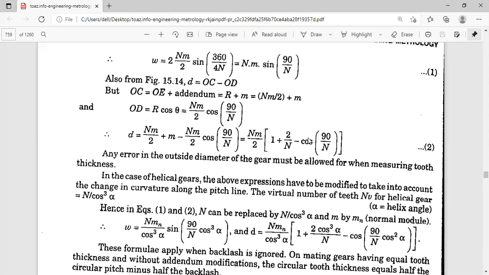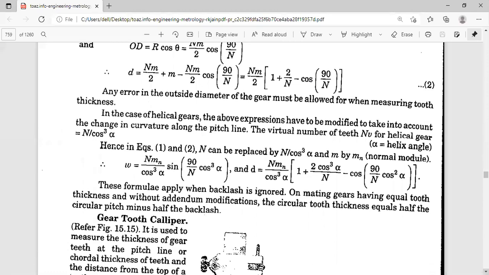So whenever anybody asks, in a short answer, what is the limitation of the chordal thickness method or the vernier gear tooth caliper method over the constant chord method or the base tangent method, you have to mention this. This is not in this PPT, so we have to just mention these three reasons.